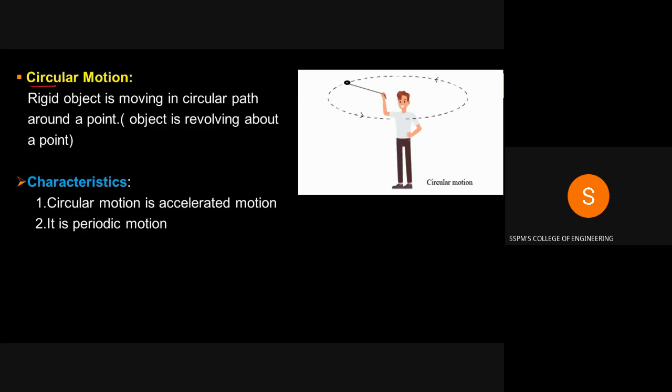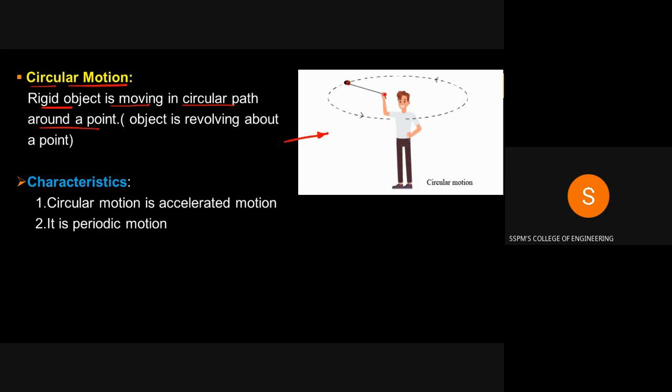So the first concept is circular motion. Circular motion means what? A rigid object is moving in a circular path around a point. That is, the object is revolving about the point. So circular motion is when an object performs a circular path around a fixed point. You can see here, this is an example of circular motion. This object which is tied to the string is being revolved around this center point.